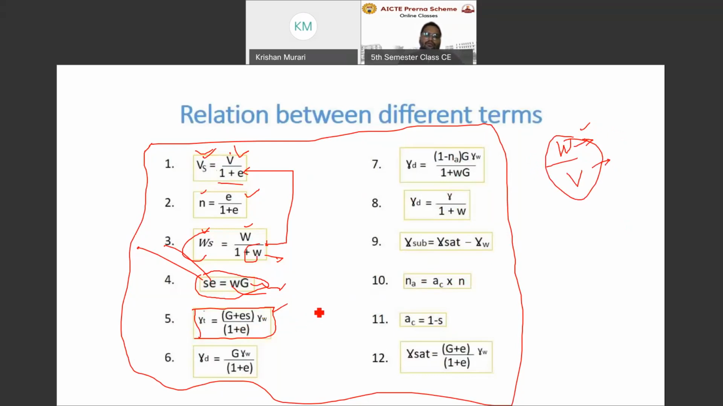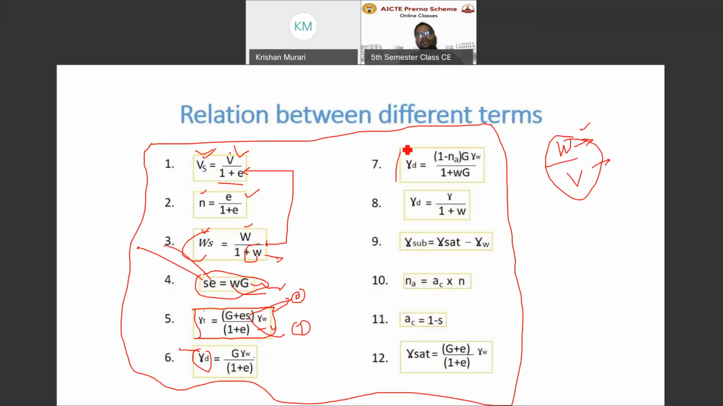If I am talking about dry soil, the representation of dry soil is gamma d. In case of dry soil the saturation is 0, so that term is also 0. Then it is G upon 1 plus e into gamma w. Gamma w is the unit weight of water, e is the void ratio. If I consider the saturation condition, what is the degree of saturation? Degree of saturation is 100%. All the air voids are filled by water. Then S value is 1. Then the formula for saturation becomes (G plus e) upon (1 plus e).